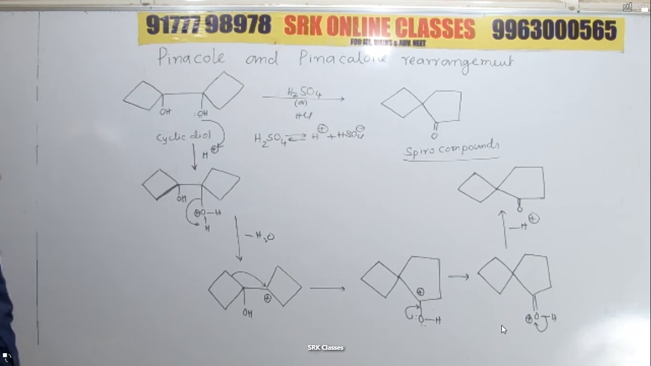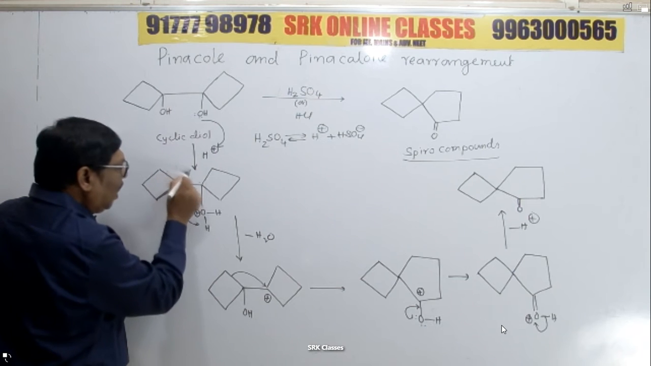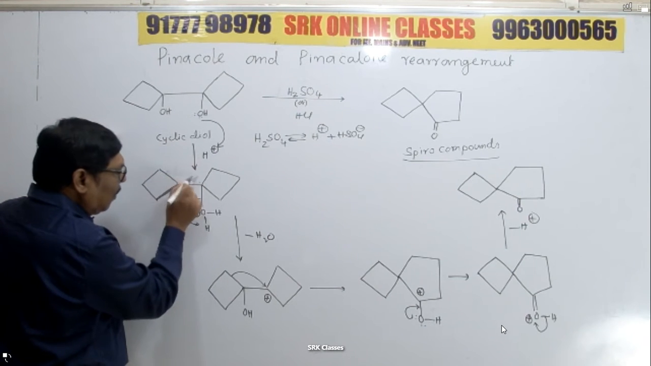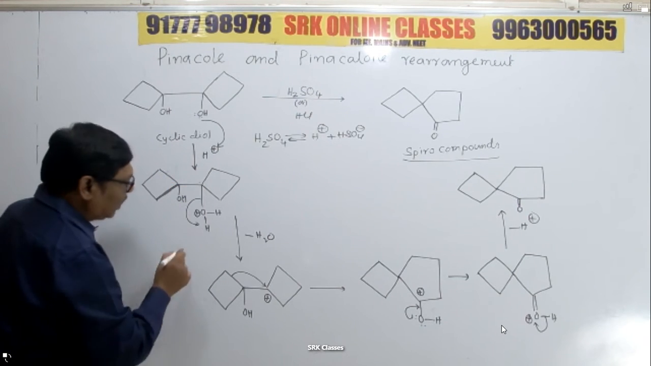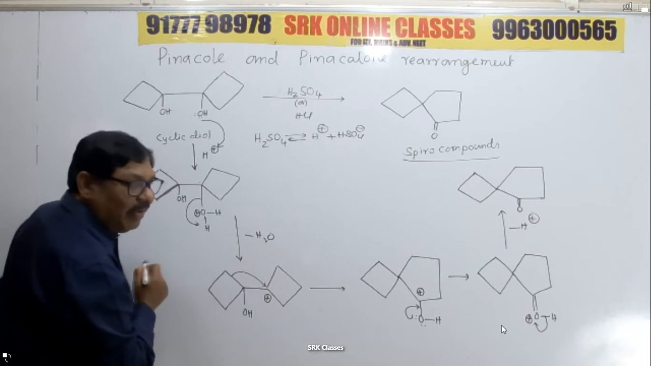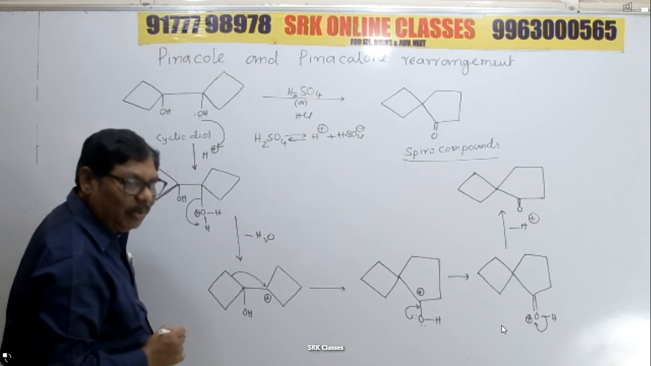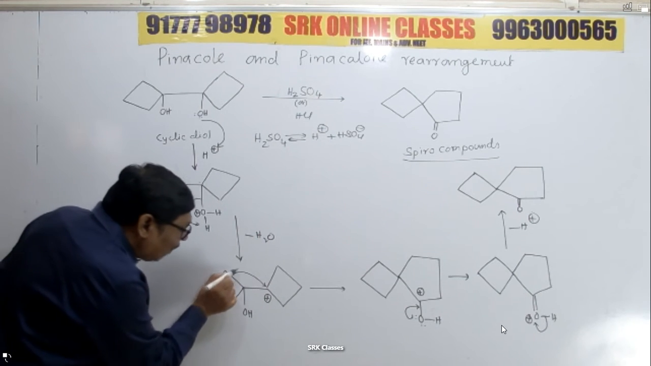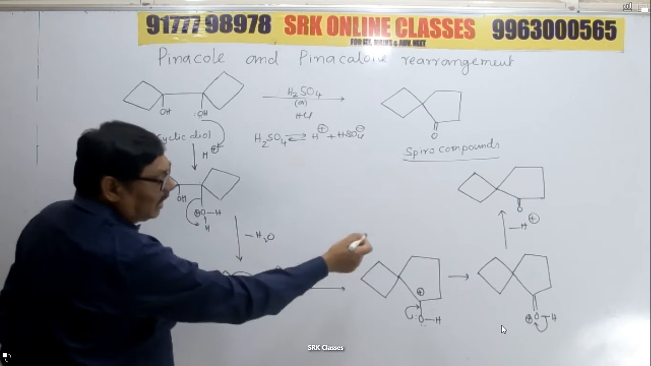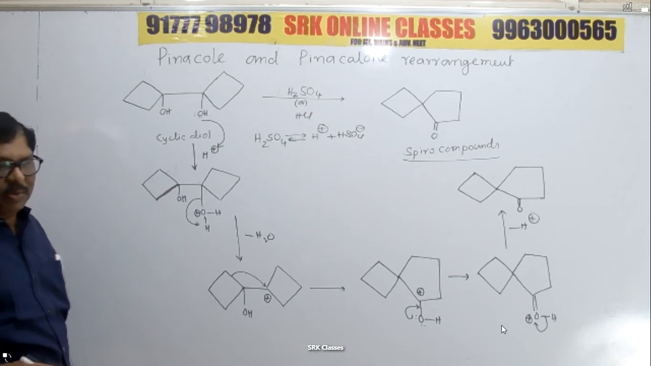This is the mechanism. What we have learned here is that elimination of water and shifting of carbon, that means migration of carbon, will be simultaneous. But in 2 steps I have given it: elimination of water, then shifting. In the previous case, migration of an alkyl group and a phenyl group was taking place. Now here this bond pair of electrons is shifted here, so that will be converted to a 5-membered ring. Let us work out another example for this one.